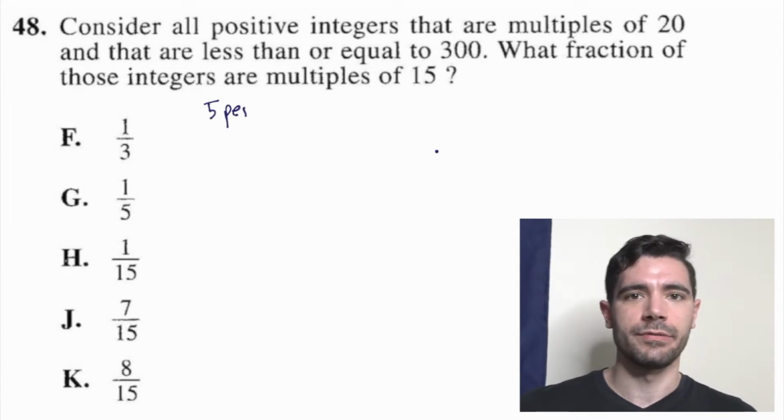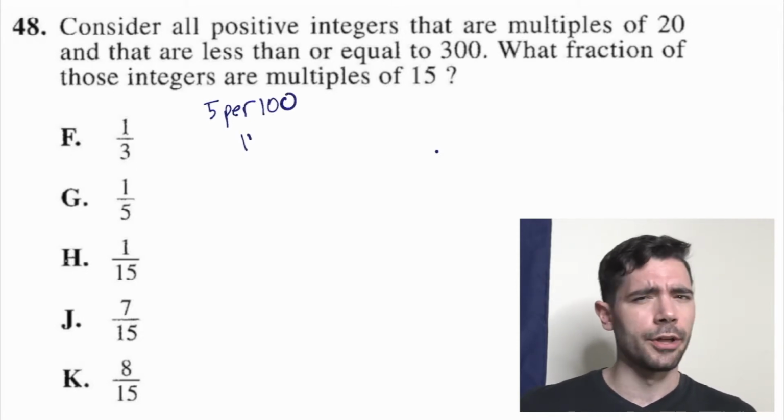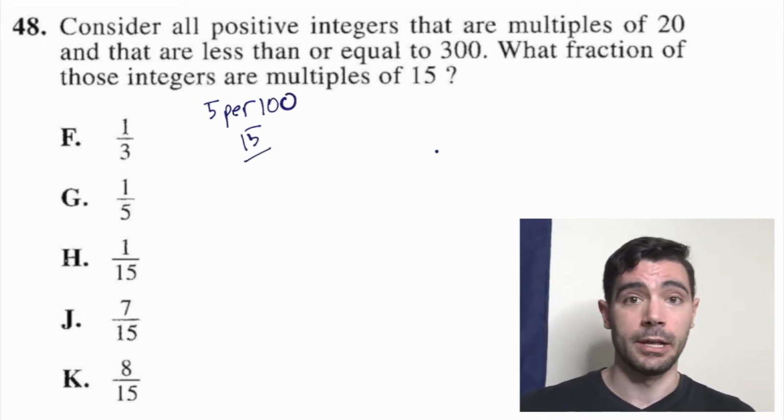Because 20 goes into 100 5 times. So to 300, that would be 5 times 3, or 15. So overall, there are 15 possible numbers we're talking about. We want to know how many of those are multiples of 15.